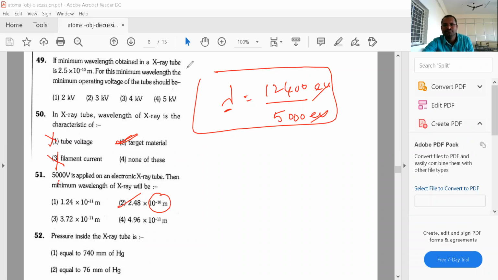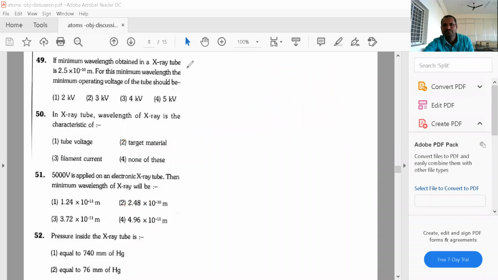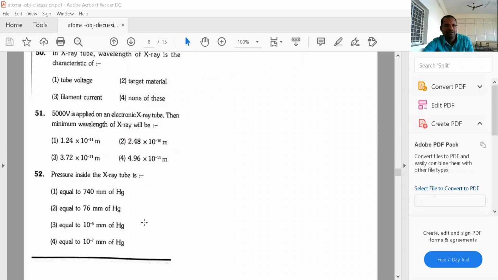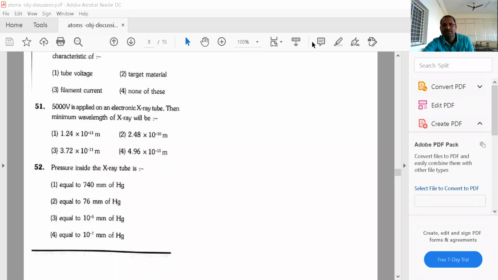Question number 52. See, what they have given? Pressure inside the X-ray tube is 10^-10 millimeters of mercury. This is the required condition for the production of X-rays. You need to remember this value. Next.